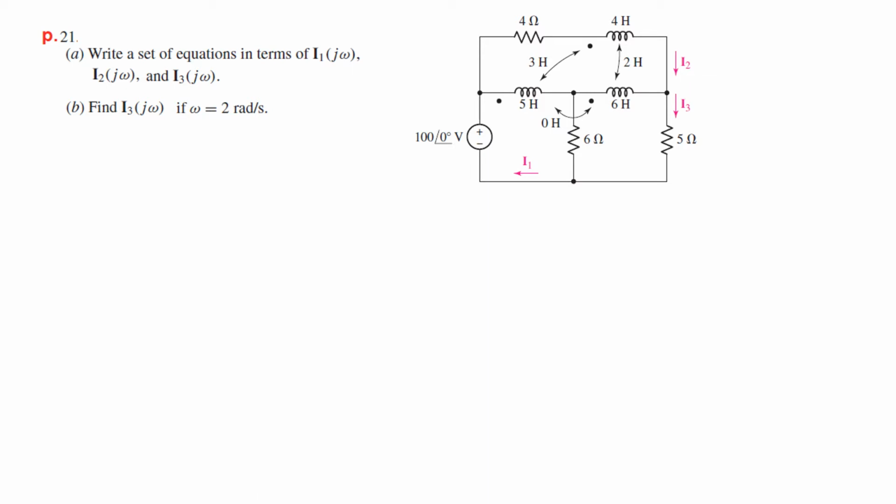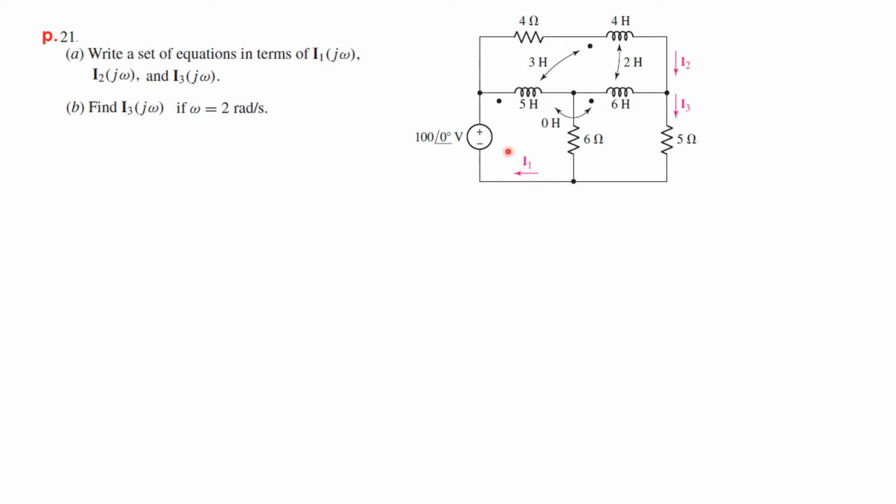Now let's start with the question. It's question number 21 from the end of the chapter. The question is: write a set of equations in terms of I1, I2 and I3, and in brackets it has written j omega. Now this is the circuit.